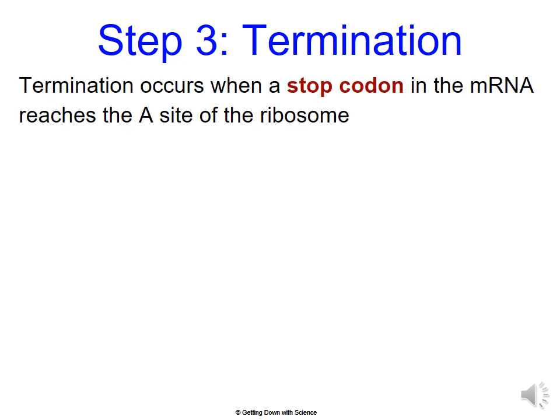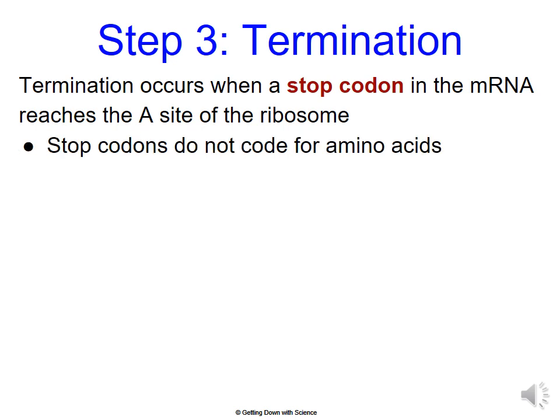Okay, and then we get to termination. Termination occurs when a stop codon in the mRNA reaches the A site. So when you look at the chart, you'll notice that some of them specifically say stop. And a stop codon doesn't code for an amino acid. It literally means stop.